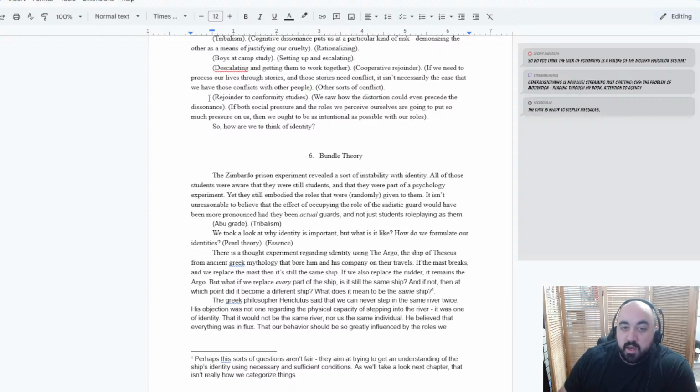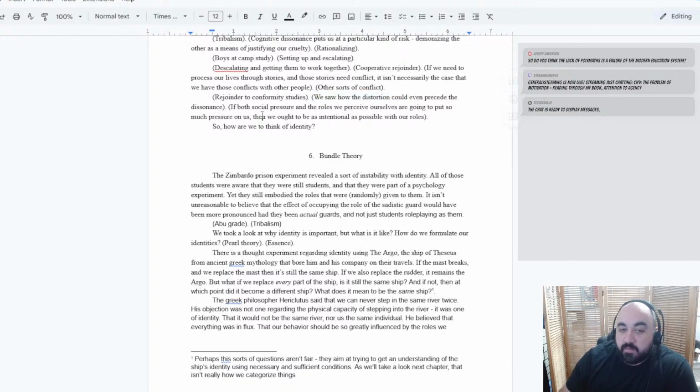Rejoinder to conformity studies. We saw how distortion could even precede dissonance, which is to say that what you visually see, because you get sensation. Sensation hits your eyes. Your eyes send a message to your brain, and then your brain, through that mass of chaos, produces perception. They produce what you see. And we know that the distortion of what we are seeing can occur before we even have the perception, and if our perspective of reality is distorted, and we don't even have the opportunity for it to challenge our view of reality because it's been distorted by our expectations, then this is a whole other layer to the problem.